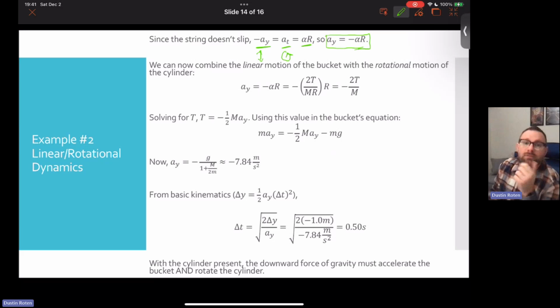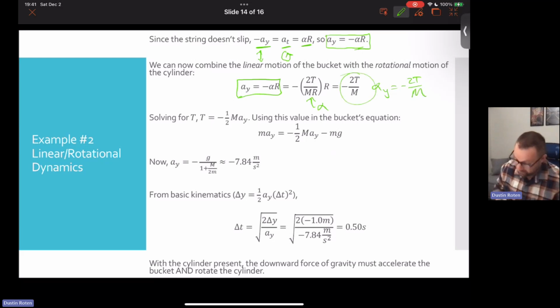Okay, we can now combine linear motion of the bucket with the rotational motion of the cylinder. So we've been dealing with these pieces separately, linear, then rotational, linear, then rotational. Now we're going to smack them together. So here I have my linear acceleration equaling negative alpha times r. Well, we have alpha from our previous calculation, so we can just plug that right in and simplify a bit, and it turns out our linear acceleration is just negative 2T over m. We have that right there.